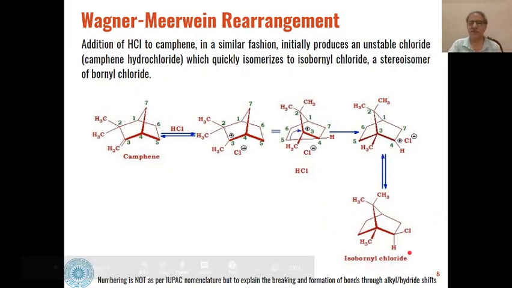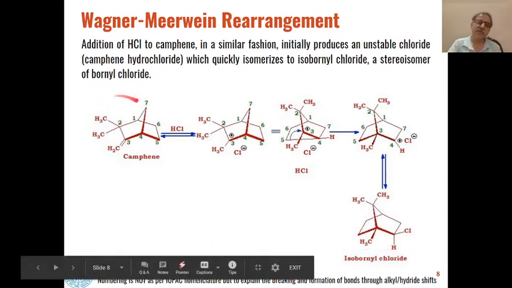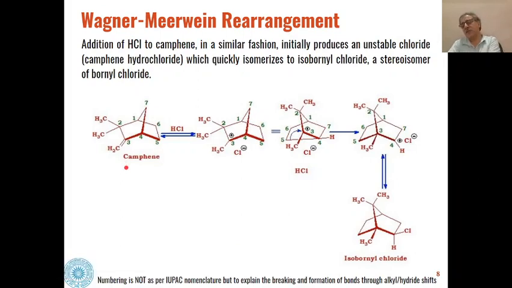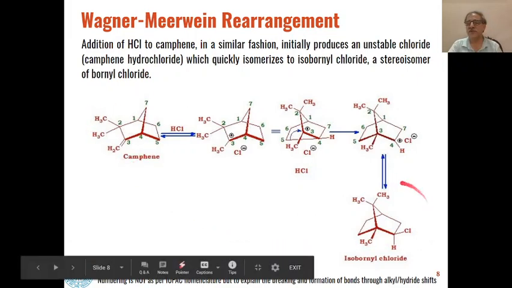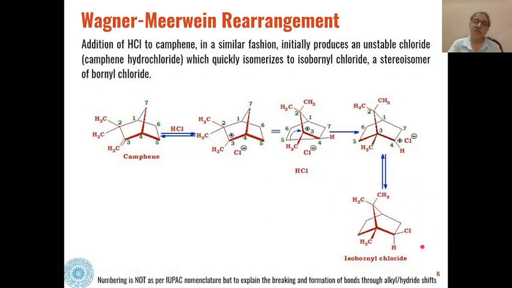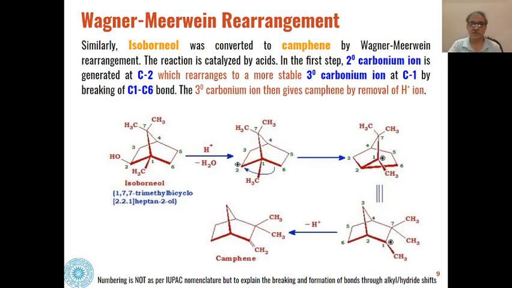So the difference between the two reactions which we have seen, this one and the previous slide: there we used alpha-pinene, and that was converted into bornyl chloride, and camphene, which is an isomer of pinene, has been converted into an isomer of bornyl chloride, that is isobornyl chloride, and both reactions have undergone Wagner-Meerwein rearrangement.